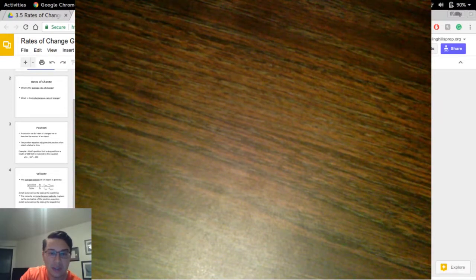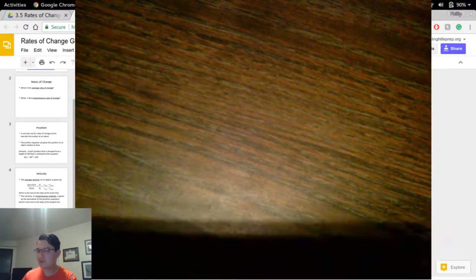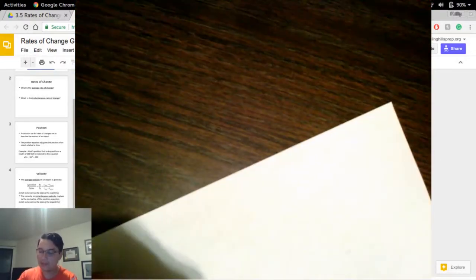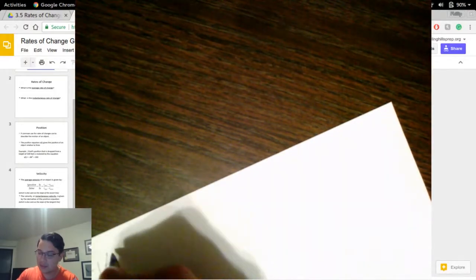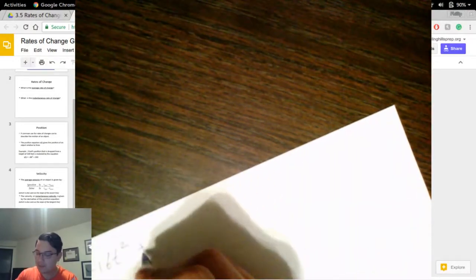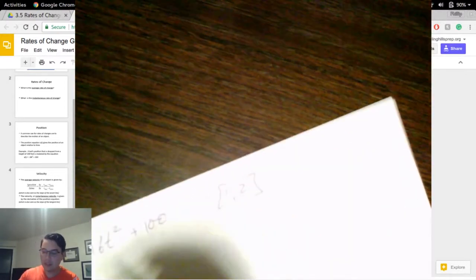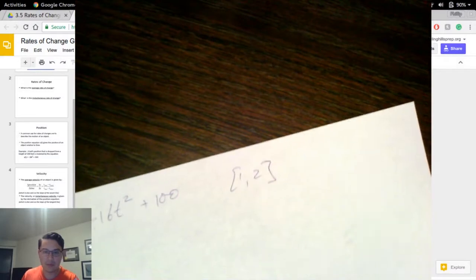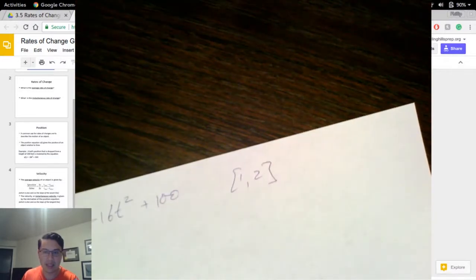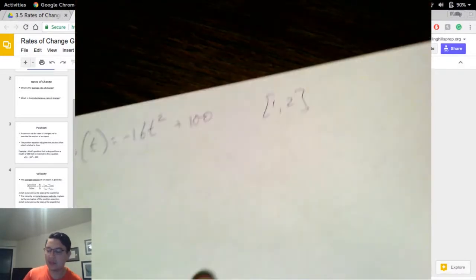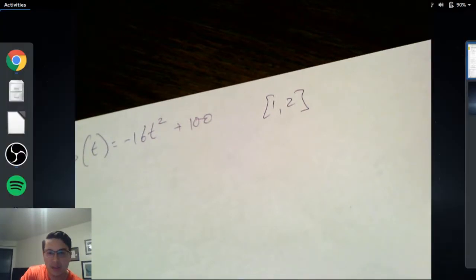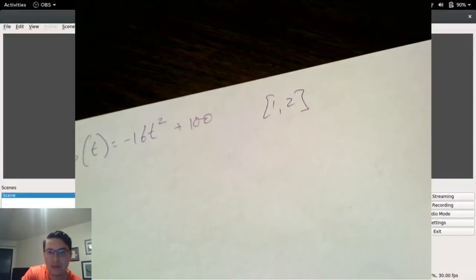position, or the y values, that go with each of these. So let me write this down really quick. Grab my sheet of paper, and then I'm going to switch the screen over. So we've got s of t is equal to negative 16 t squared plus 100 over the time interval of 1 to 2. So let's do 1 together here. What equation represents the velocity at any time t? We'll come back to those in a minute. So let's deal with the first part here. Let me switch the screen here so you can see what I'm writing.